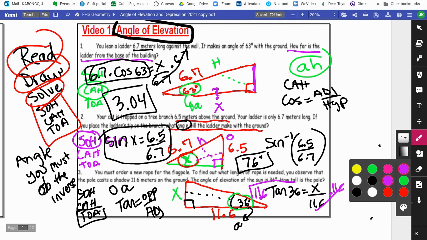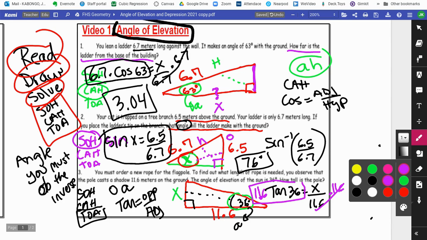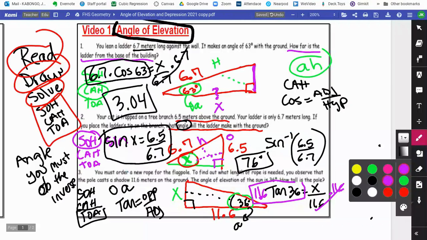Okay, so put this in your calculator. 11.6 times tangent of 36. Am I right? 36, yeah. And the answer is 8.4. That's it. This is how you kind of do the word problems when you're dealing with angle of elevation.